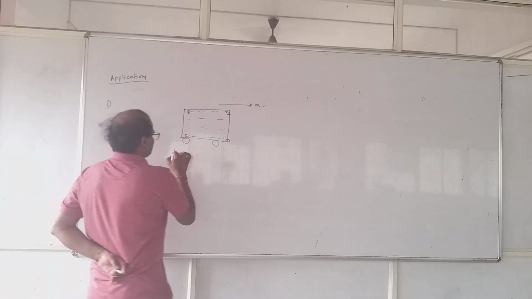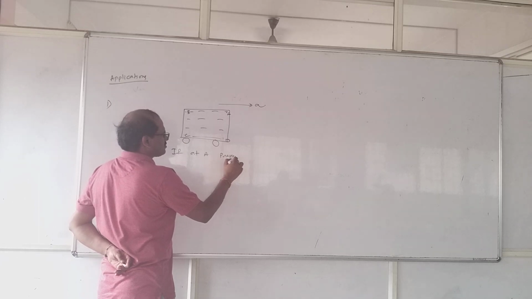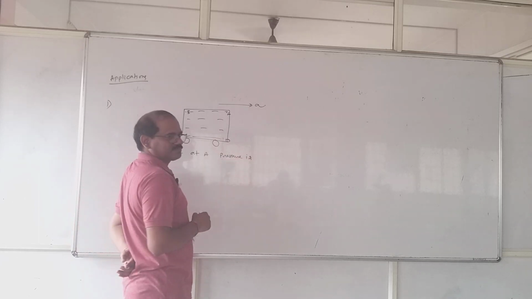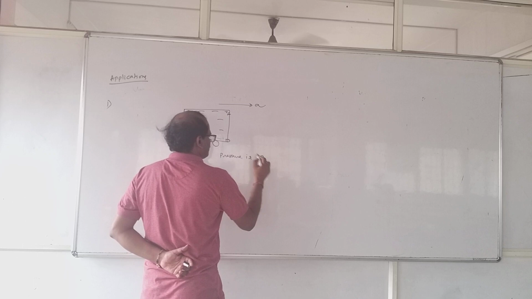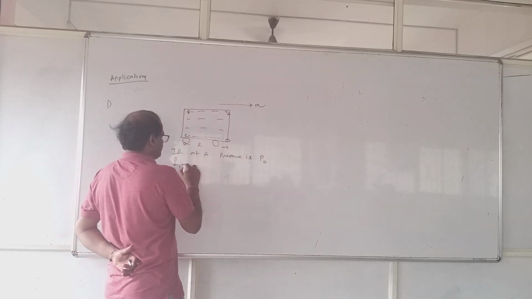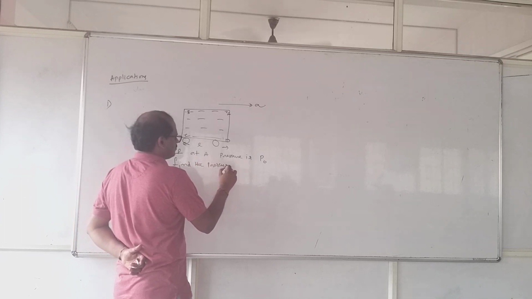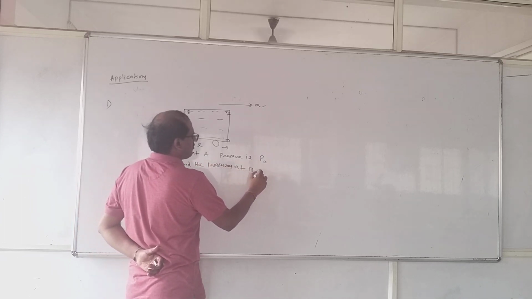If the pressure at A is P naught, find the pressure at B, C and D.